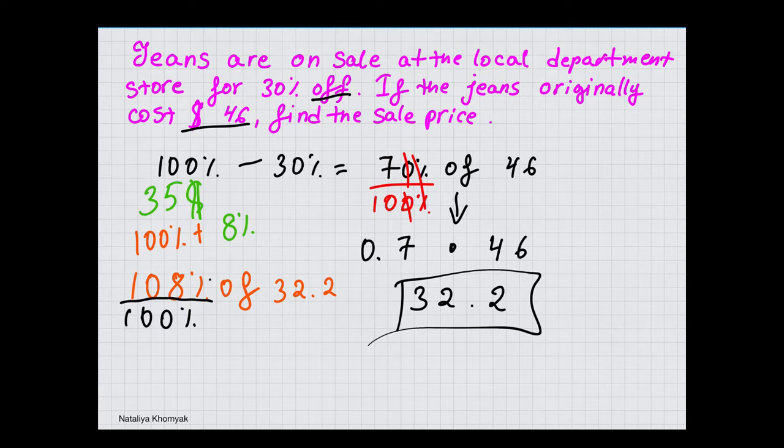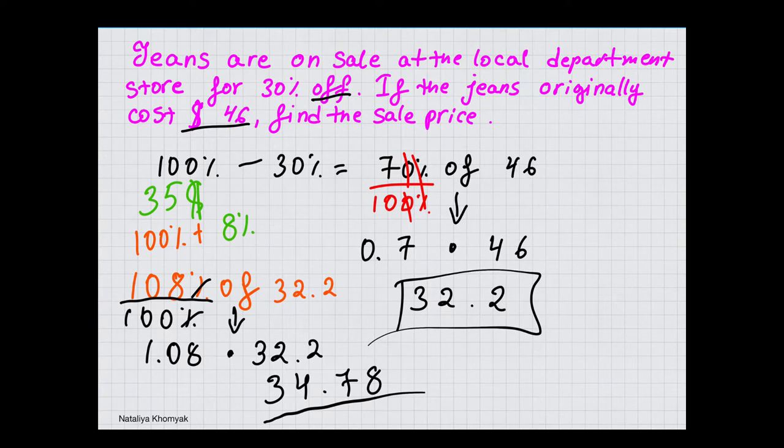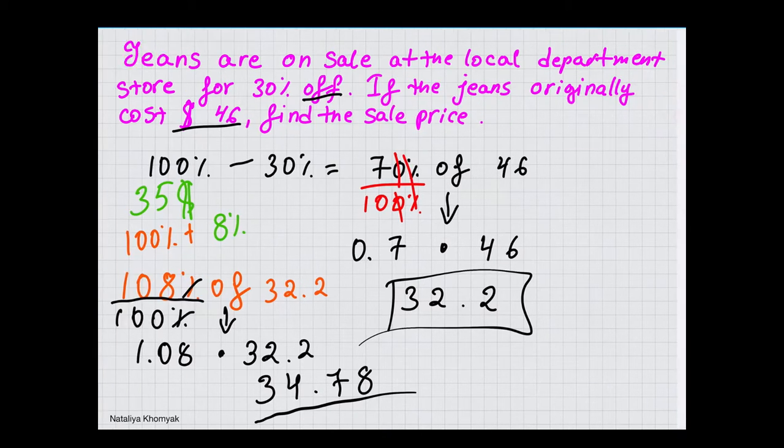108% out of 100%, so 1.08 of is multiply 32.2, which gives us 34.78, and this would be the total you would have to pay, so you can totally buy those jeans.